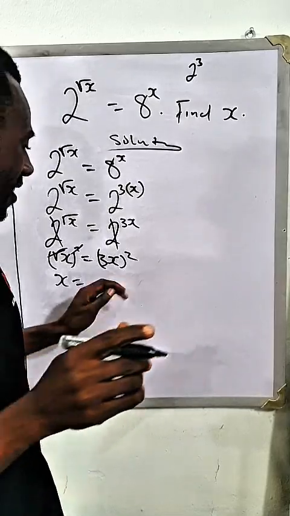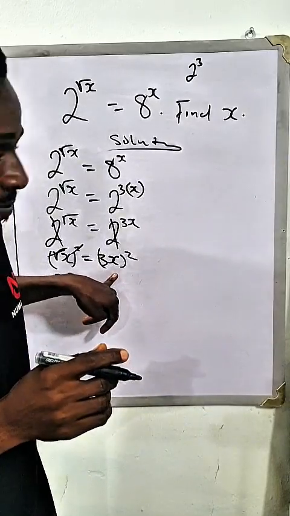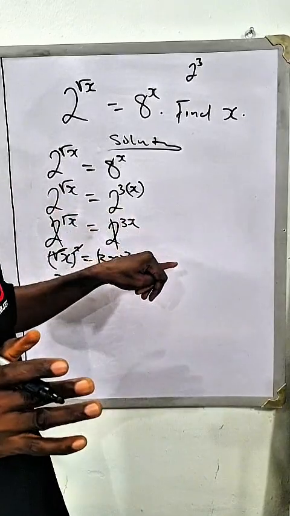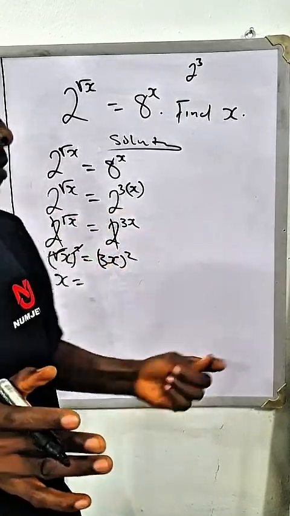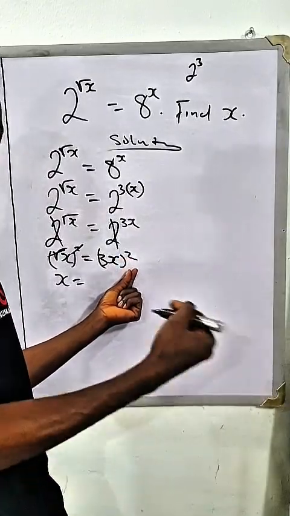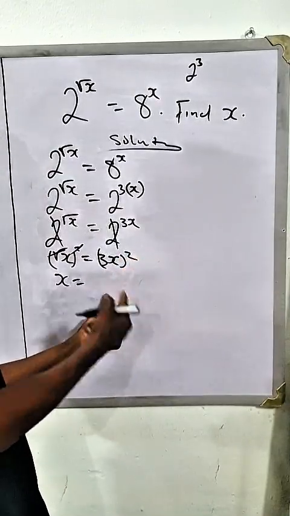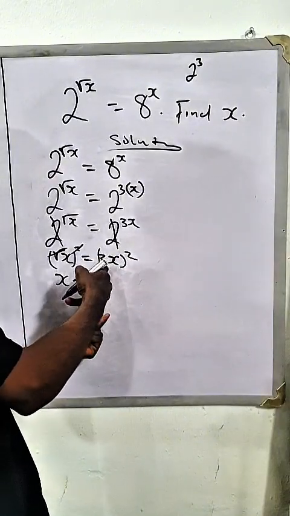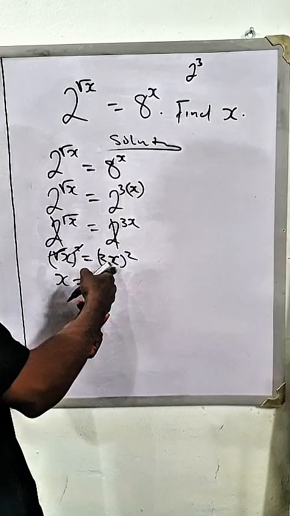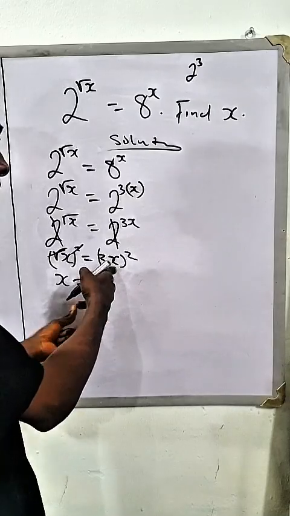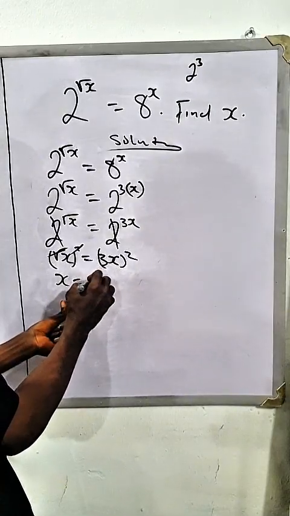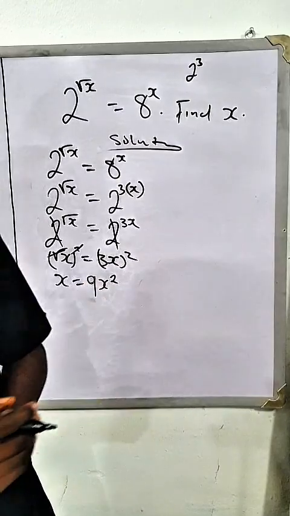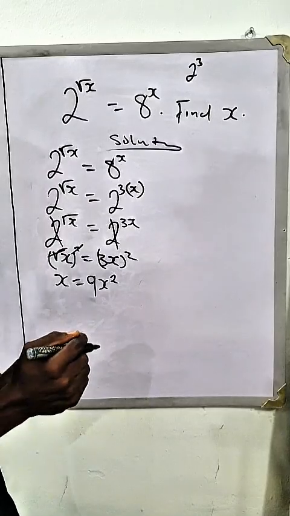when you have a product of numbers raised to a power, perhaps in brackets, the power is distributed to the individual numbers. So this power will affect this 3, this power will affect this x. So I'm going to have 3 squared and x squared. 3 squared is 3 times 3, 9. So I'm going to have 9x squared. X equal to 9x squared.